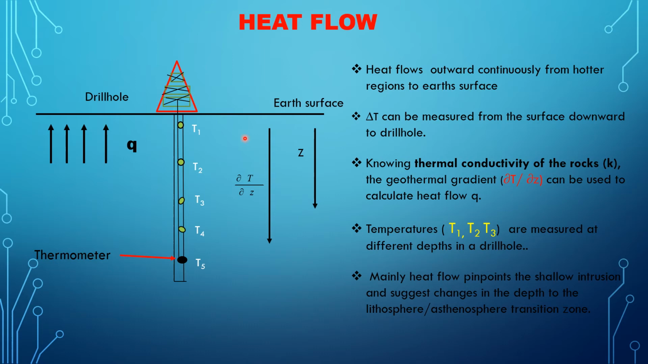So now what is the application? If we know the heat flow, that pinpoints a shallow intrusion or changes in the depth to the lithosphere-asthenosphere transition zone, which I will describe when I talk about the regions of the earth and how it is related to the heat flow. Shallow intrusion means shallow bodies, and the change in delta T is where the lithosphere-asthenosphere region is a change in the temperature.